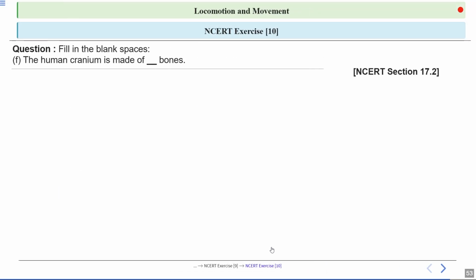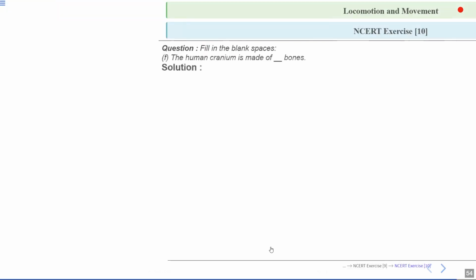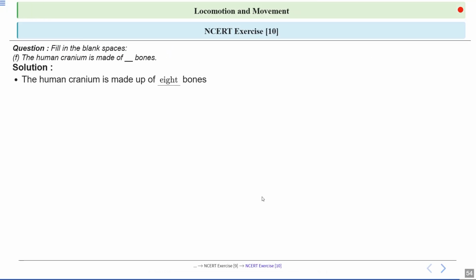Now this is statement 6, and the statement is: the human cranium is made up of dash number of bones. Let's see the answer. So the human cranium is made up of 8 bones. It's important to remember this number because each bone here has a specific role in protecting the brain and shaping our head. Just like pieces of a puzzle, these bones fit together to form a strong protective case.